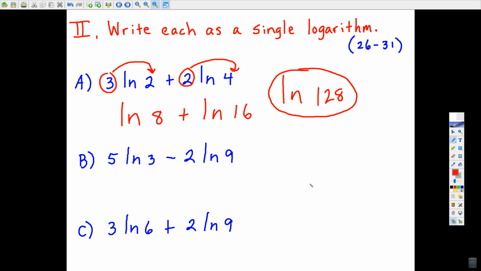Okay, so let's just jump right into letter B. Power property again. See if this makes sense to you. 3 to the 5th power, 243. Over here, power property, 9 to the 2nd, 81. Okay, so Sarah, give me the property I'm going to need to use now to make these two logs become 1.